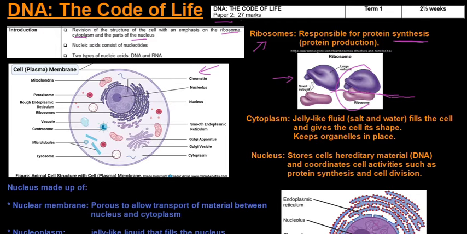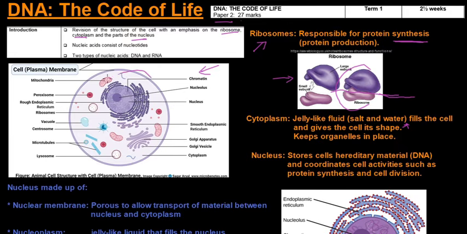Then the cytoplasm, it's a jelly-like fluid mostly made up of salt and water, and this fills the cell and gives the cell its shape. Very important. Without the cytoplasm, a cell would probably look like a deflated raisin. And then it keeps the organelles in place.